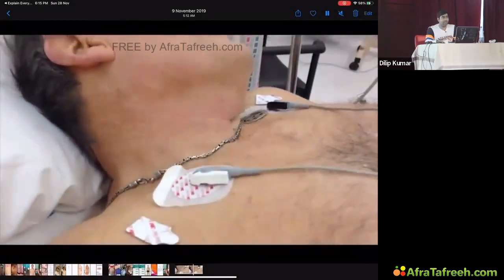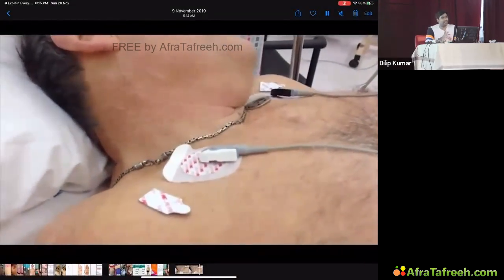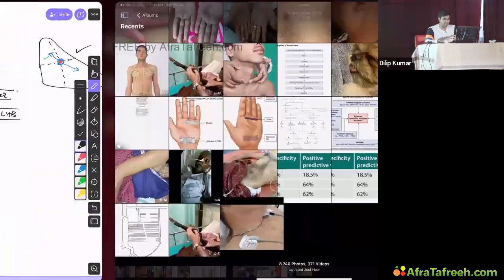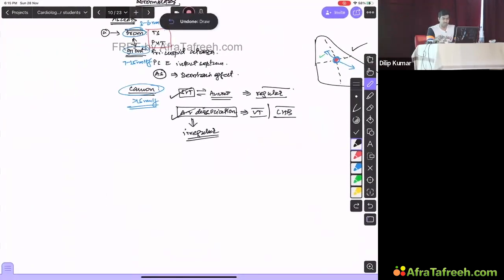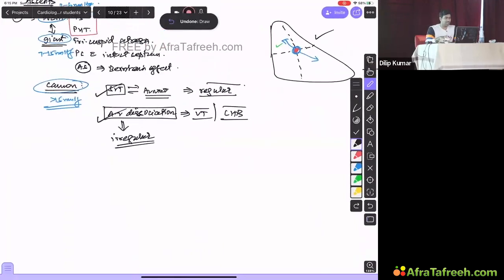Is this a regular Canon A wave or an irregular Canon A wave? It's a regular Canon A wave. So if you see a regular Canon A wave, what should be your diagnosis? SVT, typically an AVNRT.